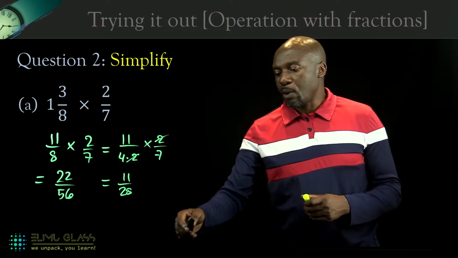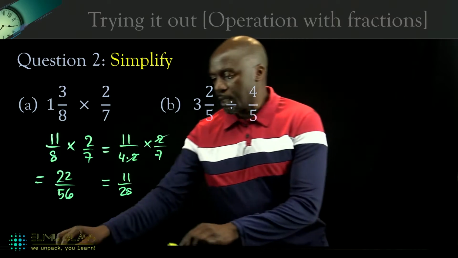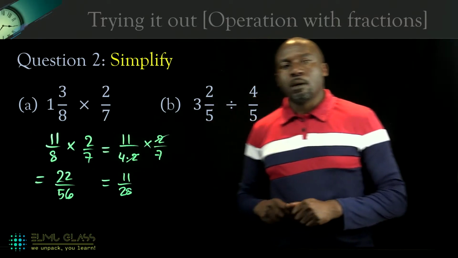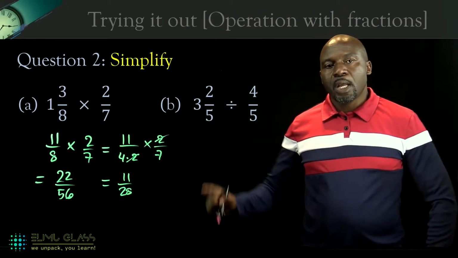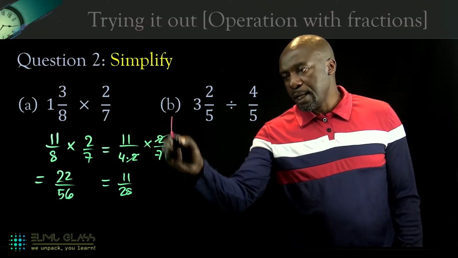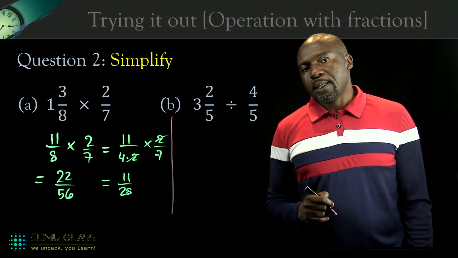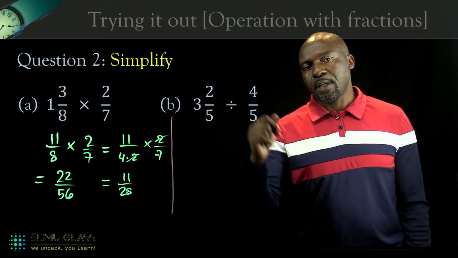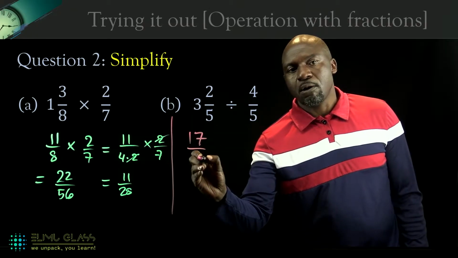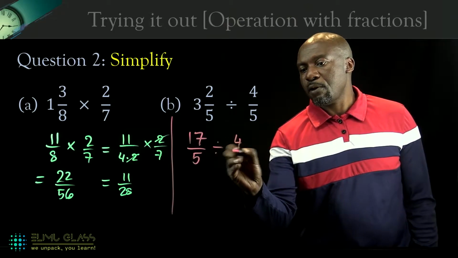Okay, what about when we have to divide? So the next one requires us to divide. Let me see if I can use a different color here. Okay, and so again, we have a mixed fraction there. I'm going to draw a line here just to give me some kind of space. So 5 times 3 there is 15, plus 2 is 17. So I can write this as 17 over 5. And I am dividing that by 4 on 5.